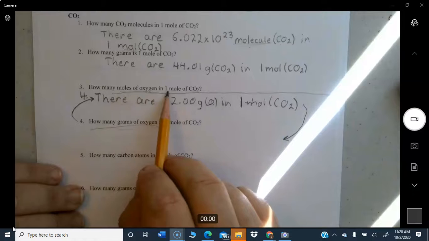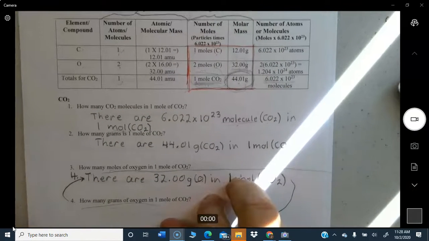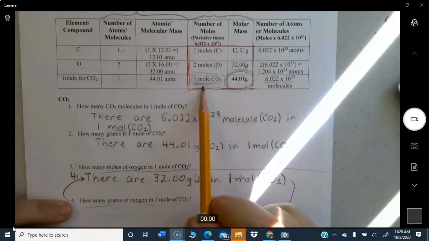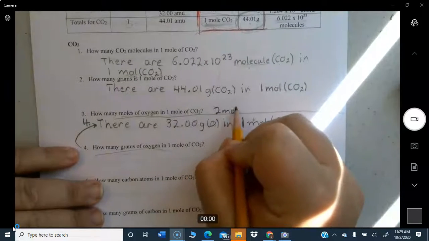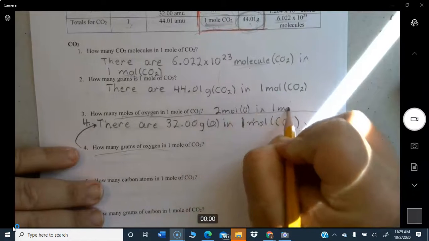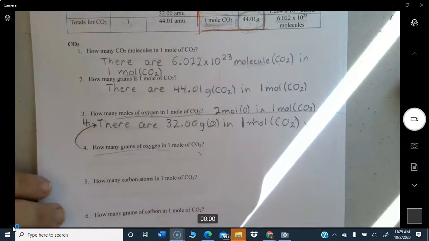How many moles of oxygen in 1 mole of CO2? So let's go up there. Let's just do that one. There's 2 moles of oxygen for every 1 mole of CO2. That's what the O2 means. Okay. So 2 moles. Okay, so sorry for the confusion. This answer comes down here.